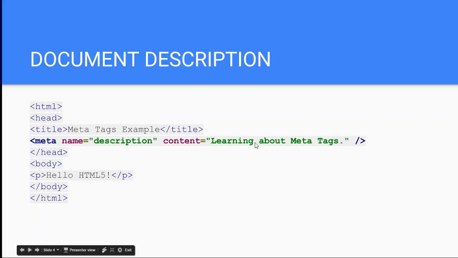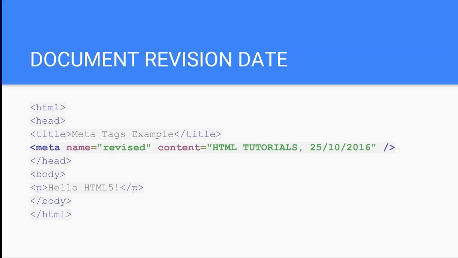By reading this description and the content and all the information given in the meta tag, the search engine will come here and redirect the user to you, and you can provide some information from the meta tags, like the document revision date. So here the name is revised and the content is HTML tutorial, and it's 25/10/2006. I just put the current date here. So this is the kind of information that we provide with meta tags in an HTML file.